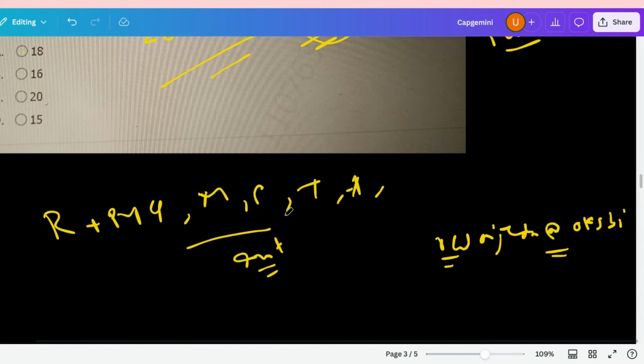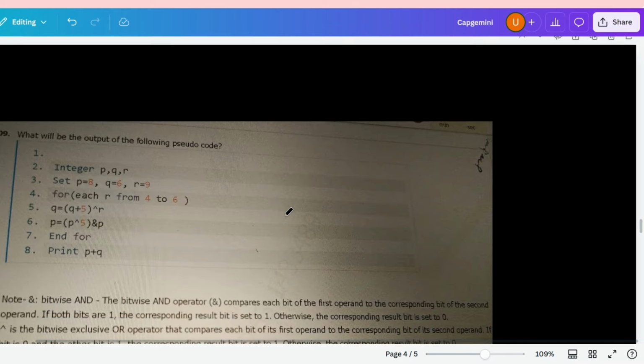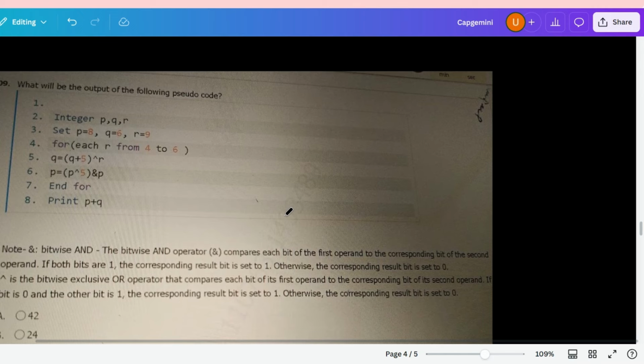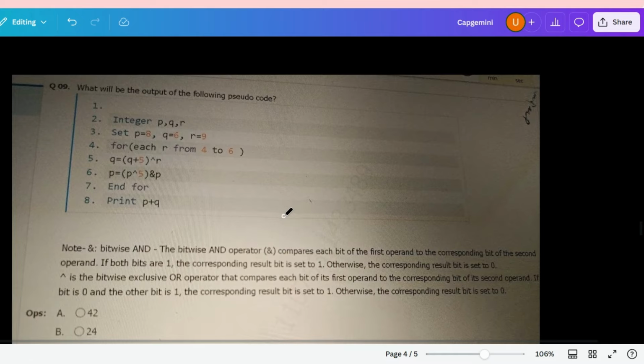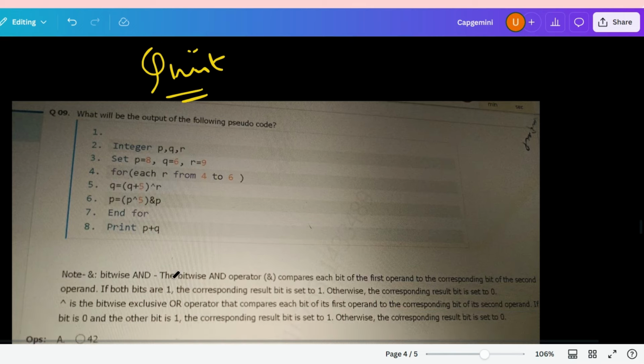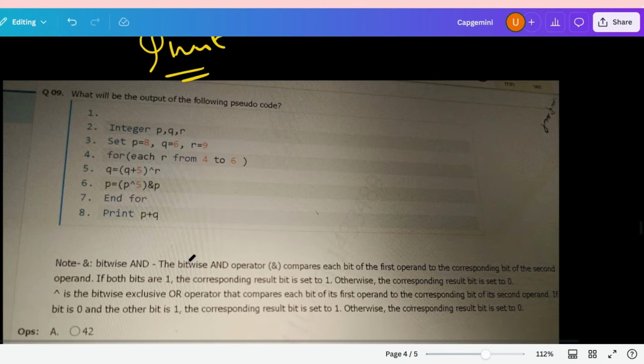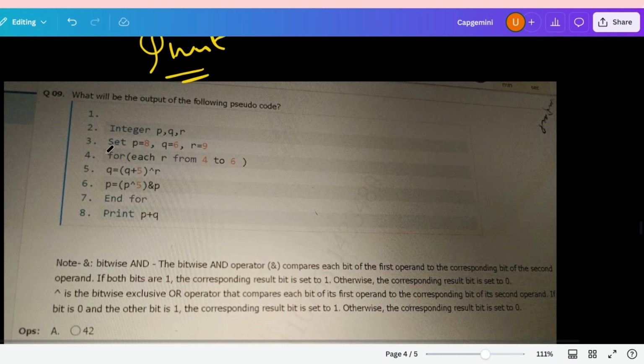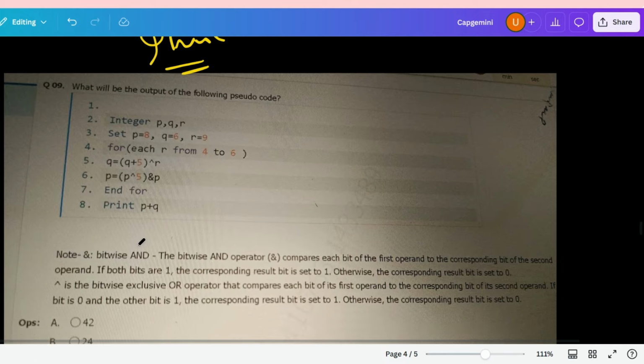Okay, so let me go to the next question. So the next question is this. Please pause the video and try to give the answer in the comment section, and this will be a quick question for you. So options are 42, 24, 30 and 29. So this will be a quiz question for you. Guys, please pause the video and try to give the answer in the comment section. Okay, so if you still can't solve it, you can just make the equivalent Python code and run it in your compiler and see what the output is.